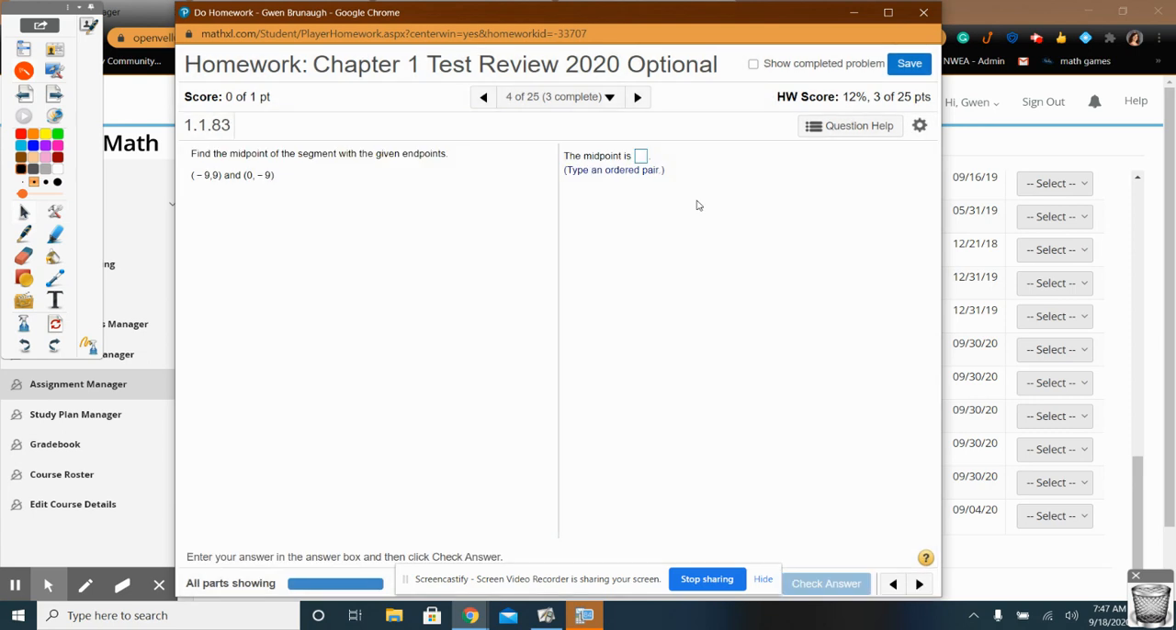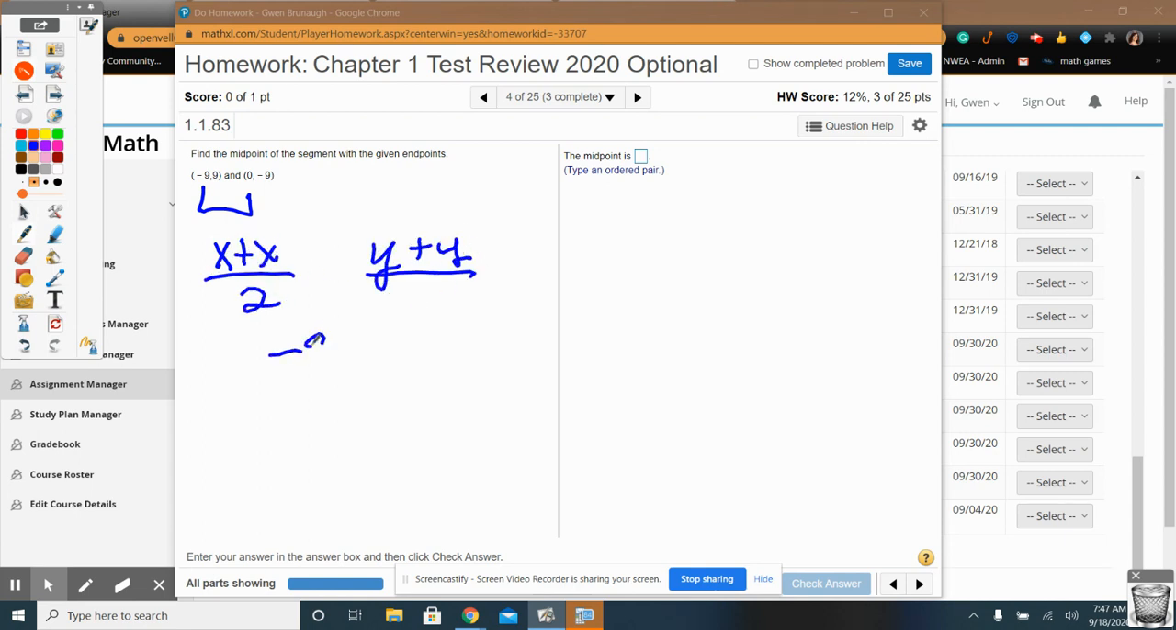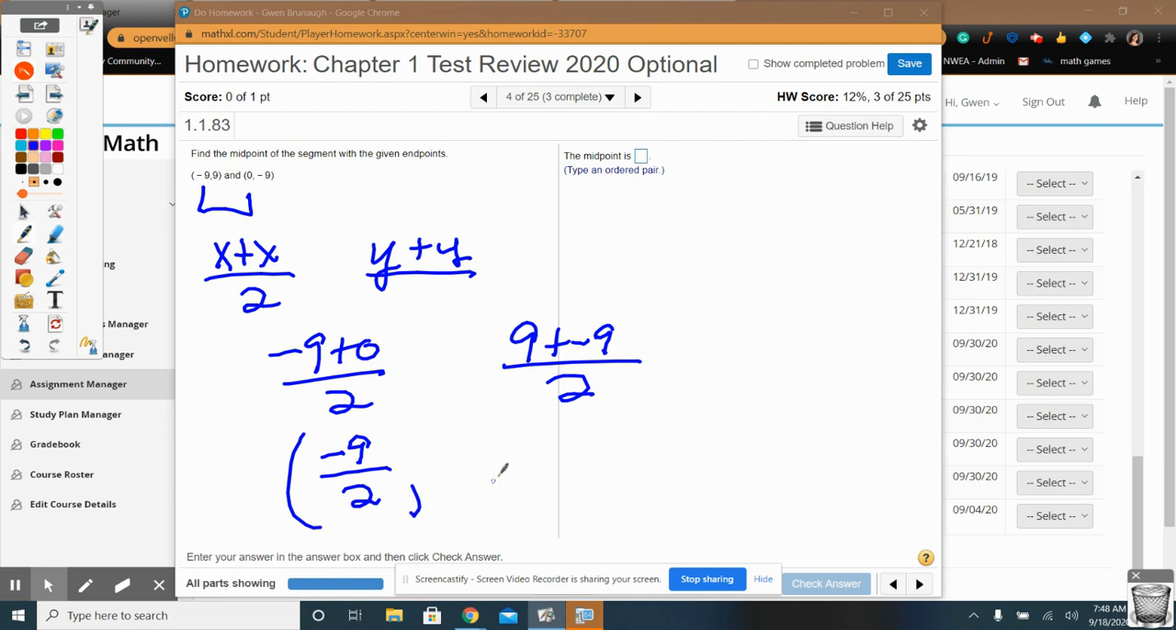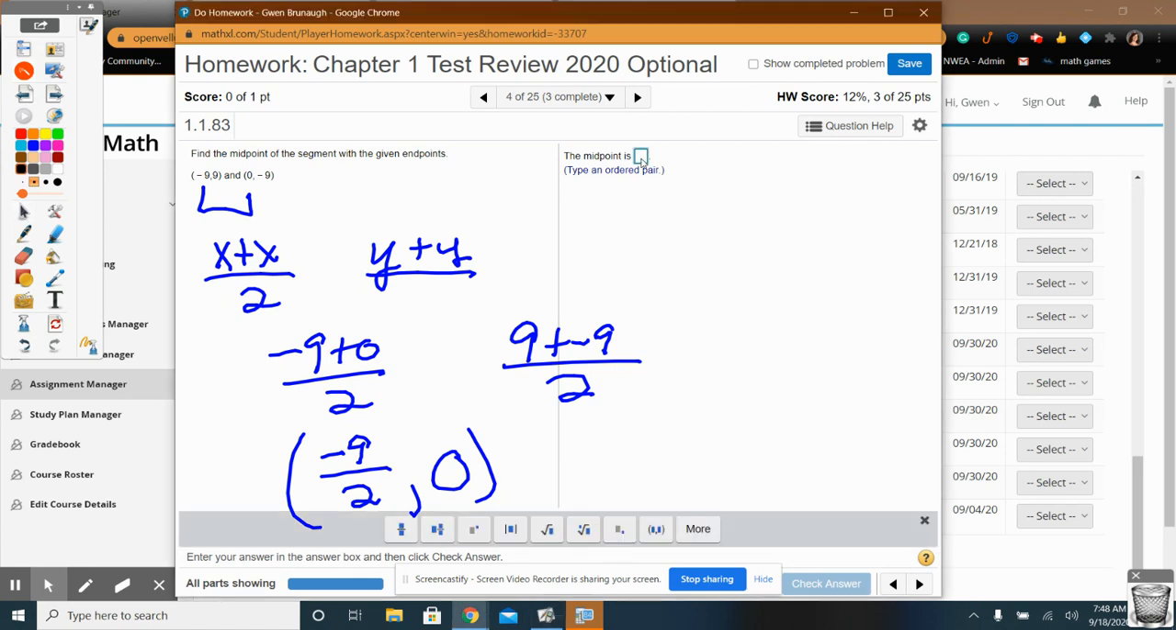Now, my next question. The midpoint, don't let this confuse you. Midpoint's supposed to be easy. You add your x's, you divide by 2. You add your y's, and you divide by 2. So -9 plus 0 divided by 2, and 9 plus -9 divided by 2. This would be -9 over 2, which I think you can probably leave like that. Or you could change it to -4.5, but I think they'll take it. This would be 0 over 2, which is just 0. So -9 over 2, 0. Has to be an ordered pair.